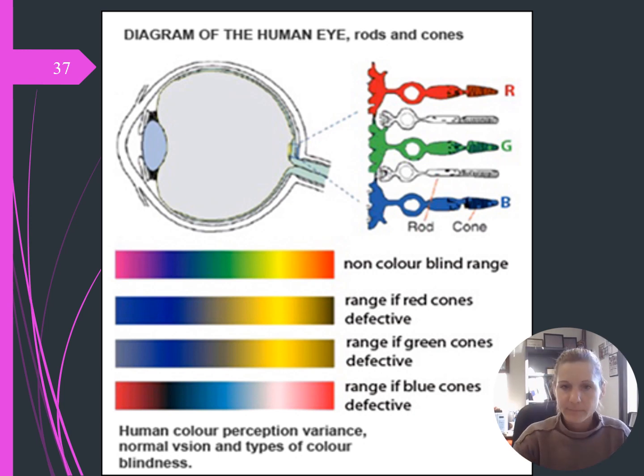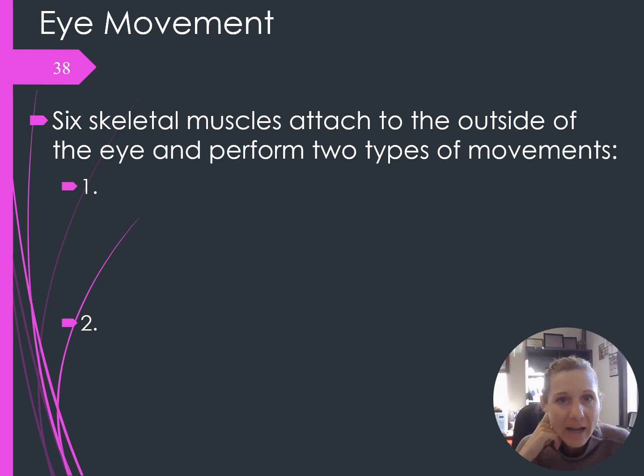Okay. When we think about eye movement, we have 6 skeletal muscles that are going to attach on the outside of the eye and perform two types of movements. We have slow and fast. The fast movements are saccades, and saccades are fast, jerking movements that bring the eye quickly to one fixation point. So again, it's going to allow us to quickly respond and be able to get into focus for something that's maybe moving in our periphery quickly that is unexpected or something along those lines.